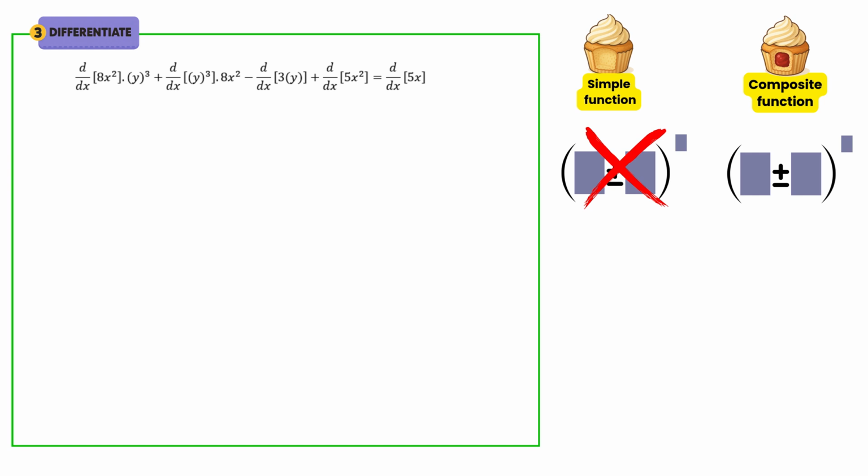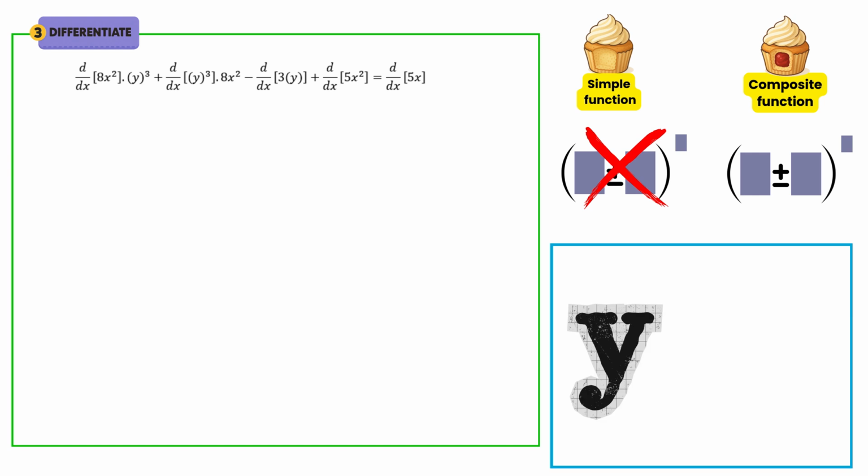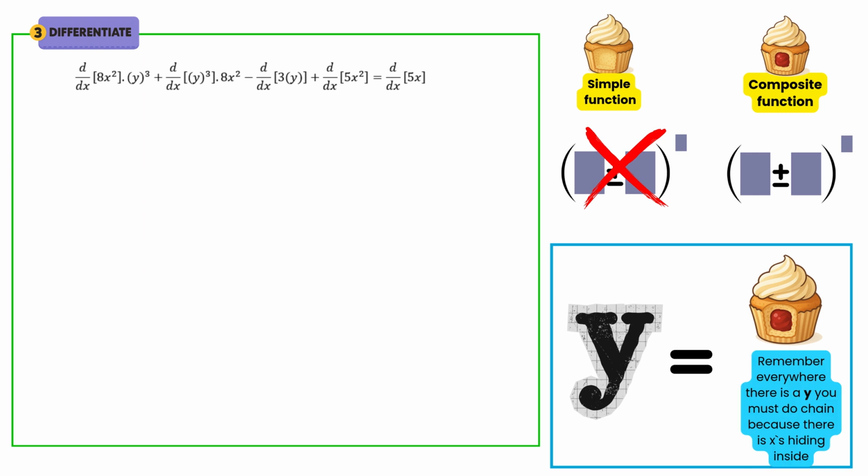Now, what about the y terms? Remember, the reason we use the chain rule is that a bracket raised to a power hides x's inside, like a cupcake with a hidden center. And when we differentiate, that hidden center must also be differentiated. The same idea applies to y. Y represents a function of x, so it also hides x's inside. That means in implicit differentiation, anytime you differentiate a y, you must use the chain rule. This is crucial.